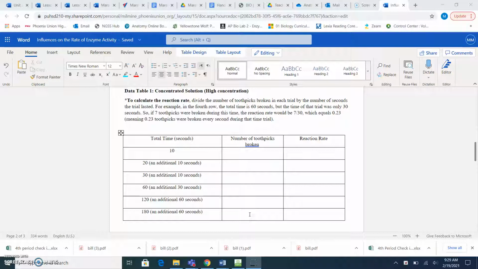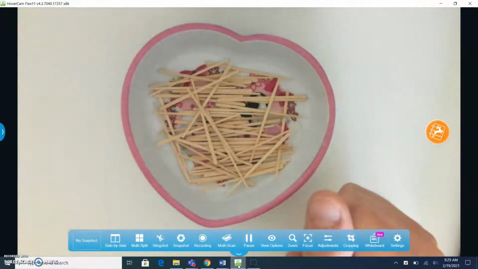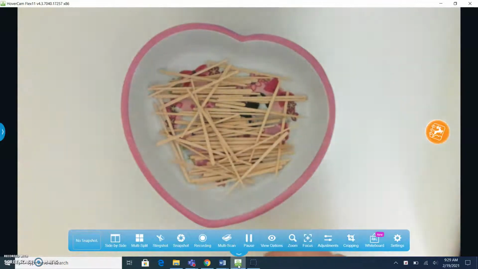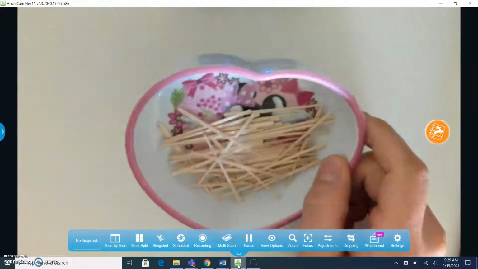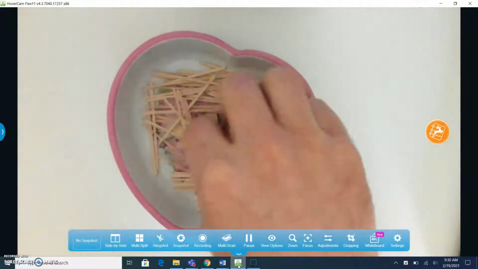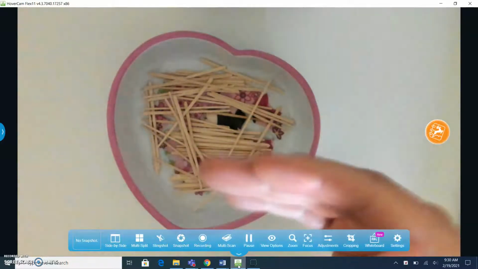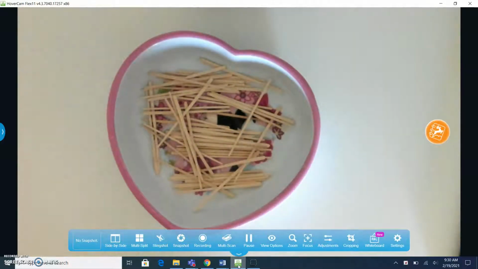To illustrate and explain what's going to happen to get our data, I have toothpicks in a bowl. There's 100 toothpicks in this bowl. The bowl is going to represent a cell. The toothpicks are going to represent the amount of a substrate in a cell. And keep in mind, substrates can determine concentration.